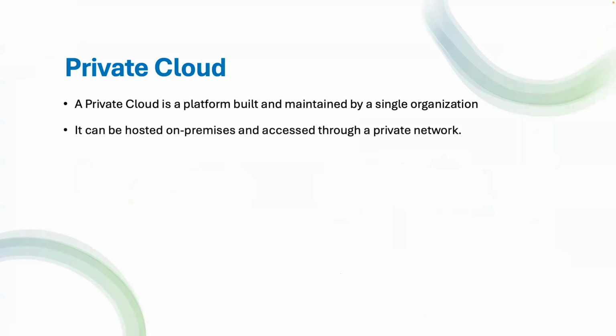A private cloud is a platform built and maintained by a single organization. Built and maintained, both are by a single organization. It can be hosted on-premise, accessed through a private network. So in private cloud, one organization builds their own data center and uses it within their premises. So no one else will be able to use it. I'm expecting a question here.